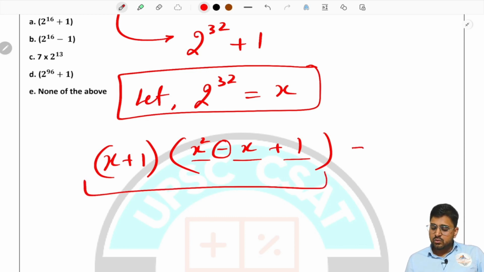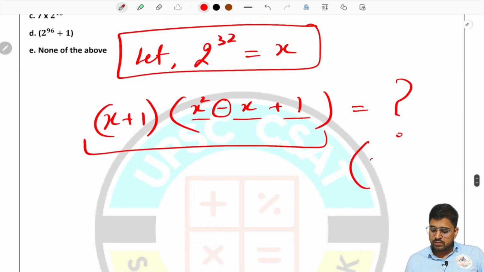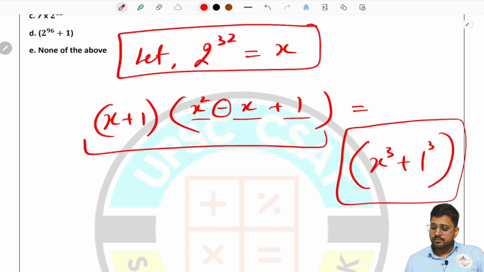This is equal to what? Try. This is equal to what? This is equal to this.